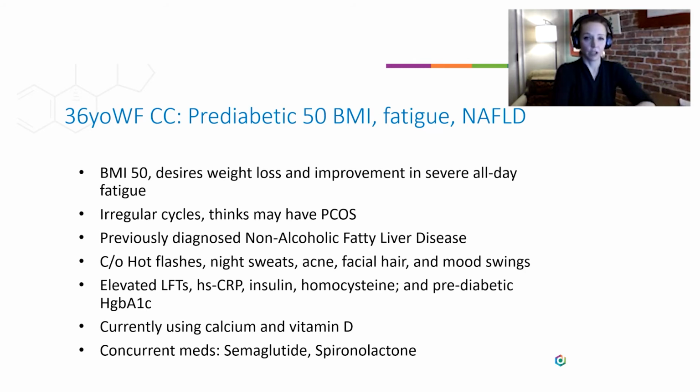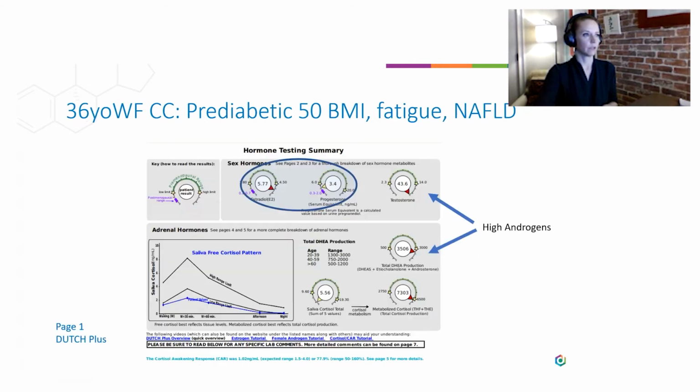Ironically, she complains of low estrogen symptoms like hot flashes and night sweats, but she also has a lot of high androgen symptoms like acne and facial hair and mood swings. She has all of those inflammatory markers elevated and liver enzymes, her insulin's up. She's got the pre-diabetic picture. She's currently just using calcium and vitamin D. She's on semaglutide for her pre-diabetes and spironolactone to try to manage the facial hair and acne, but still kind of feeling like she's not managed very well. So let's look at her Dutch.